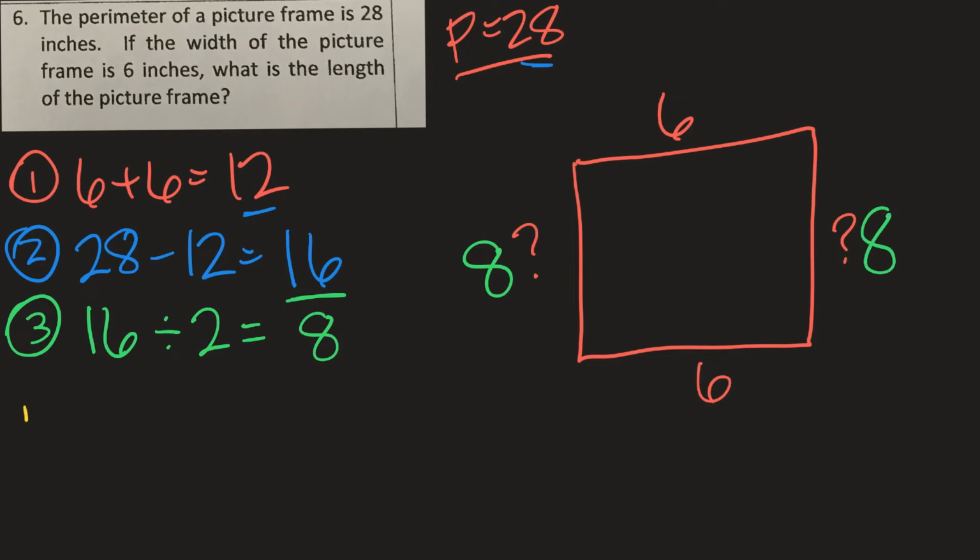But we know the last step, since we add all the sides to get the perimeter, and we have the total, we know we can check it by adding all the sides and making sure that we get 28.